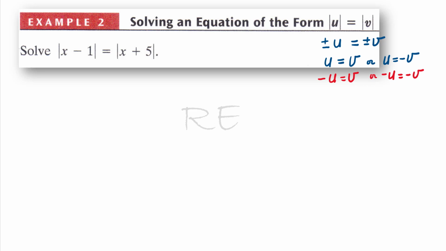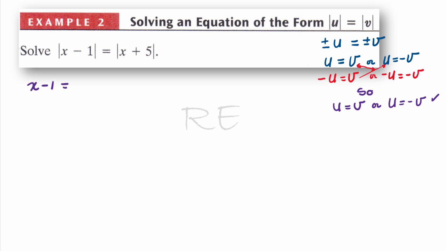But notice that u equal to v and negative u equal to negative v are the same equation. Similarly, negative u equal to v and u equal to negative v are the same equation. Therefore, we just have to consider u equal to v or u equal to negative v.